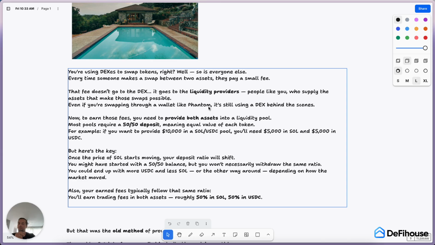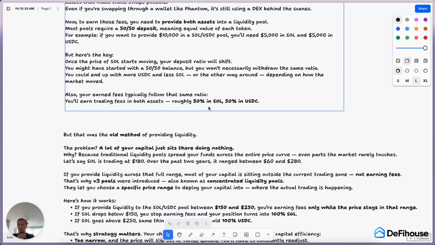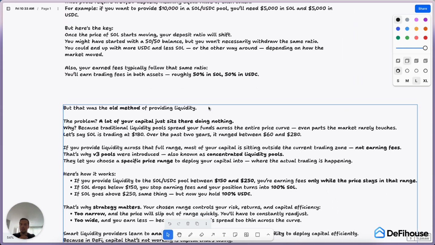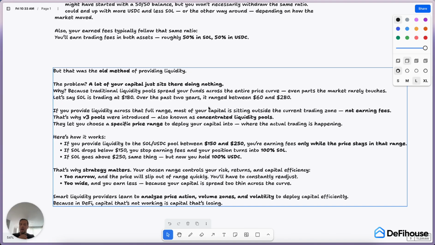But all of this that I just explained was the very first type of decentralized finance, right? And liquidity pools. The very first method where you deploy the assets into the pool in 50-50 proportion and you let them run and generate you the yield. But that method was really inefficient. The capital was really working inefficiently, so to speak. Because the problem was that a lot of your capital just sits there doing nothing.